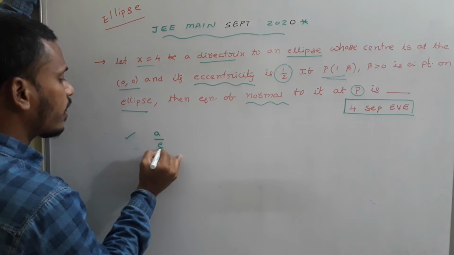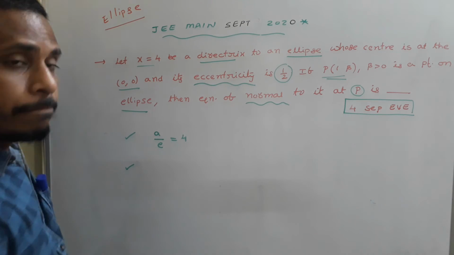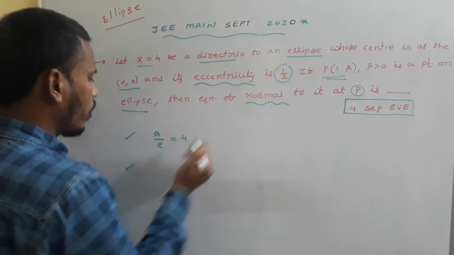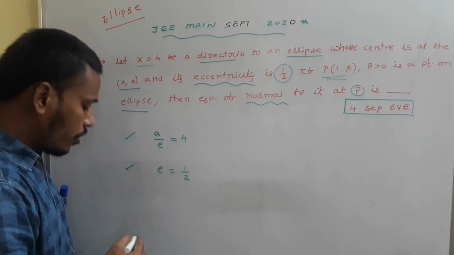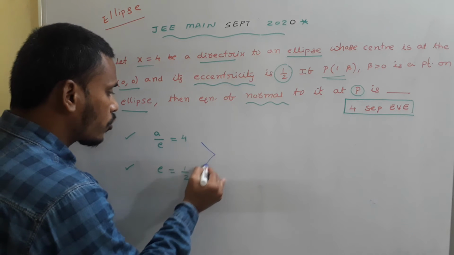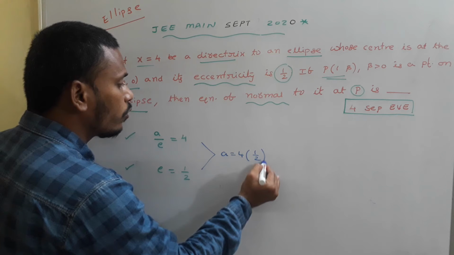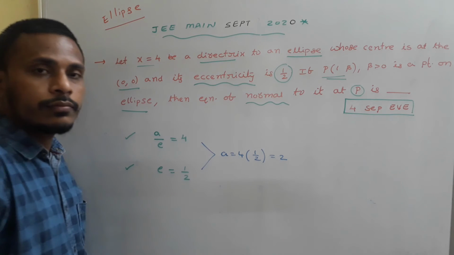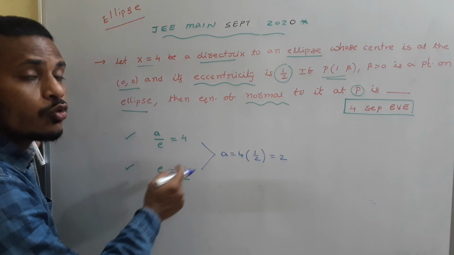So we have a/e = 4. And then the eccentricity is given as 1/2, so e = 1/2. Use these two to get the value of a. So from these two, a = 4 into 1/2, that is equal to 2. Now I have a and e. Use these two to find b now.